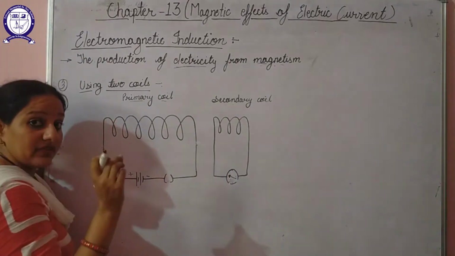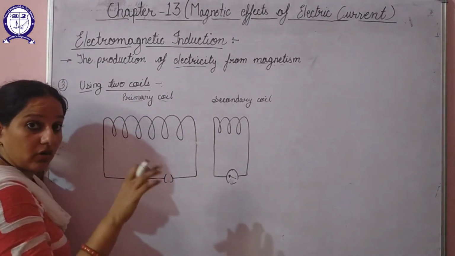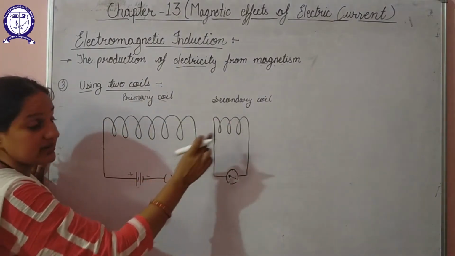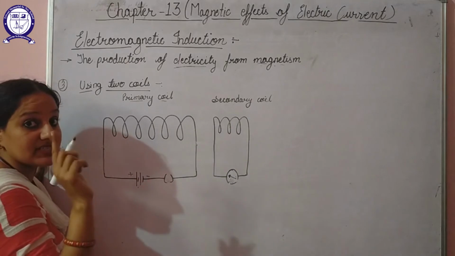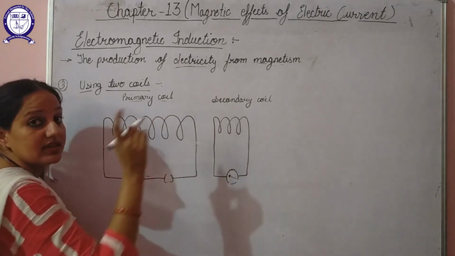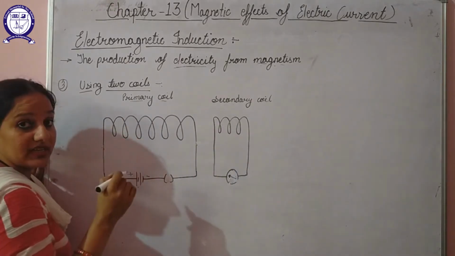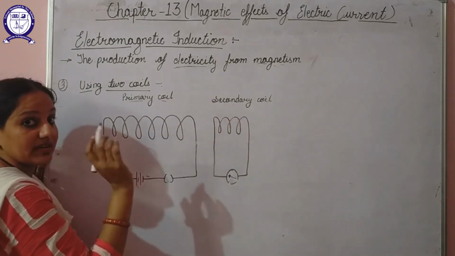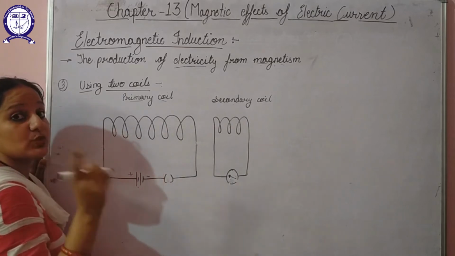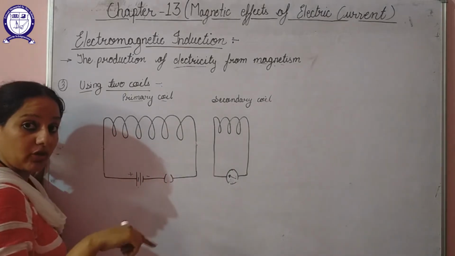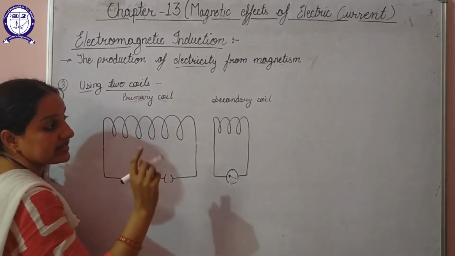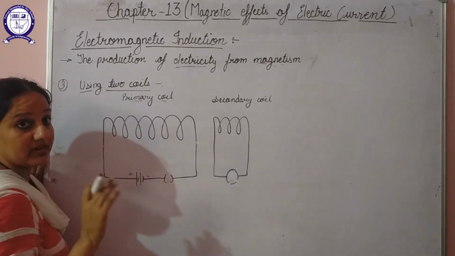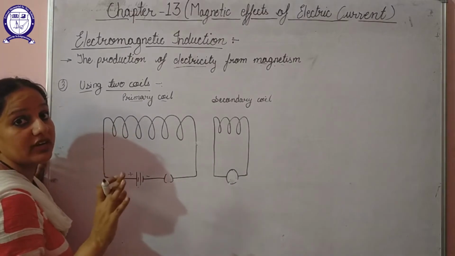That means whenever I turn on or turn off the key, when I turn on, a field is created and it comes in contact with the secondary coil. That means some magnetic flux has changed. When I switch off the key, the field disappears. Again the magnetic flux has changed. That means whenever the key is switched on or switched off, only at that time some current will be induced. That is shown by the galvanometer, and for the rest of the time no current will flow.